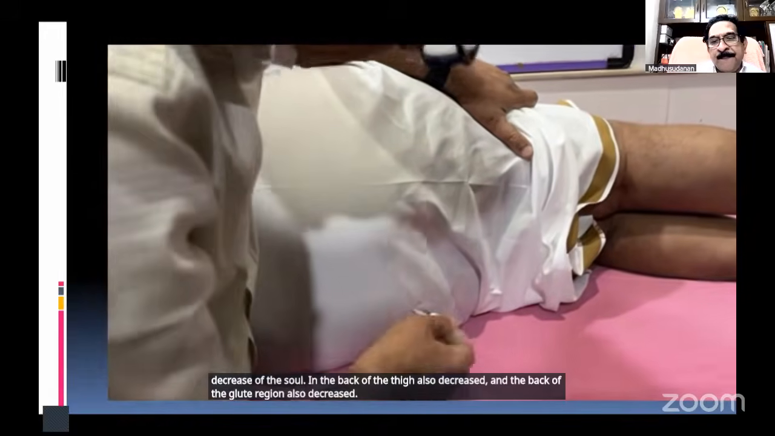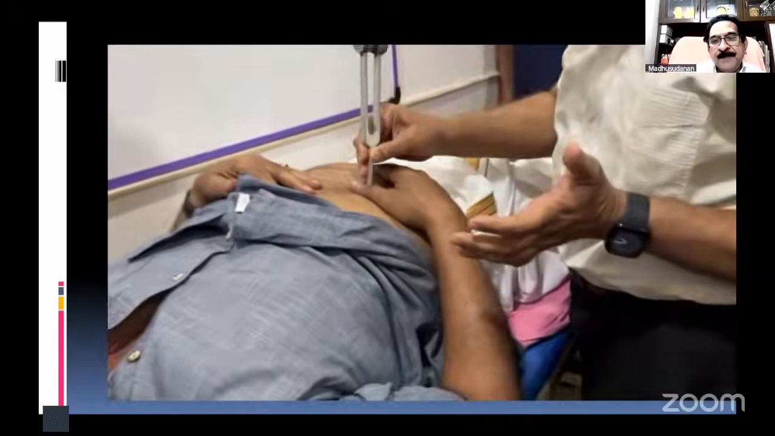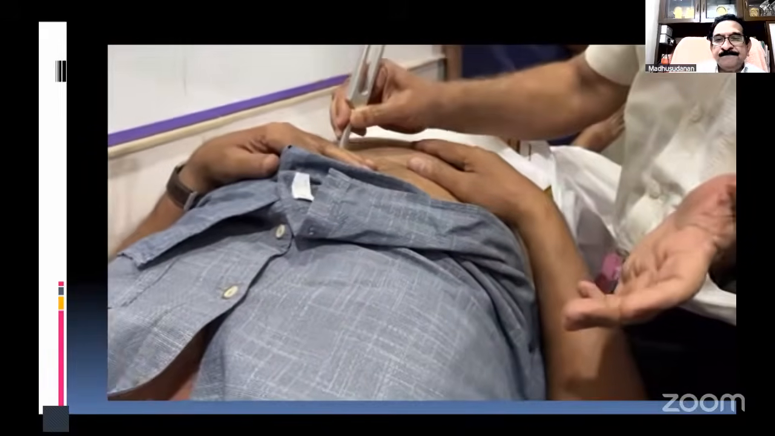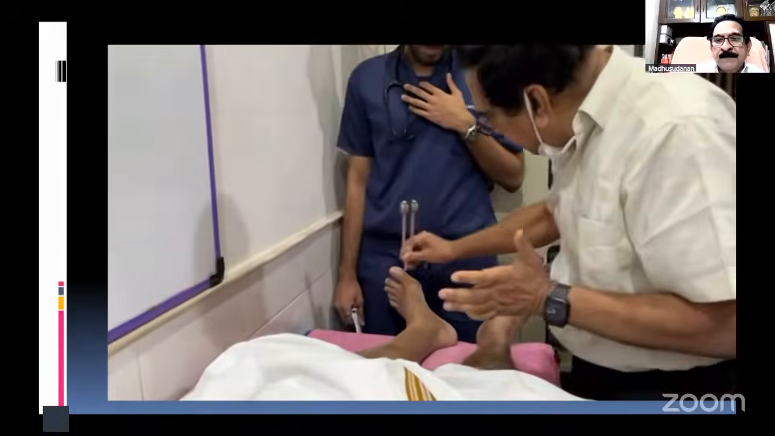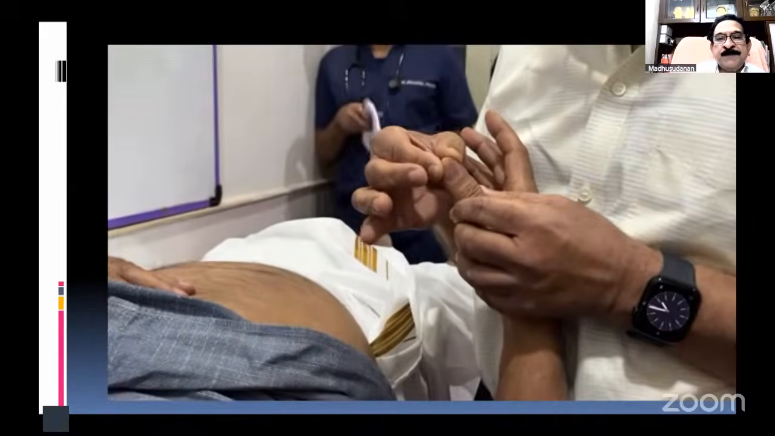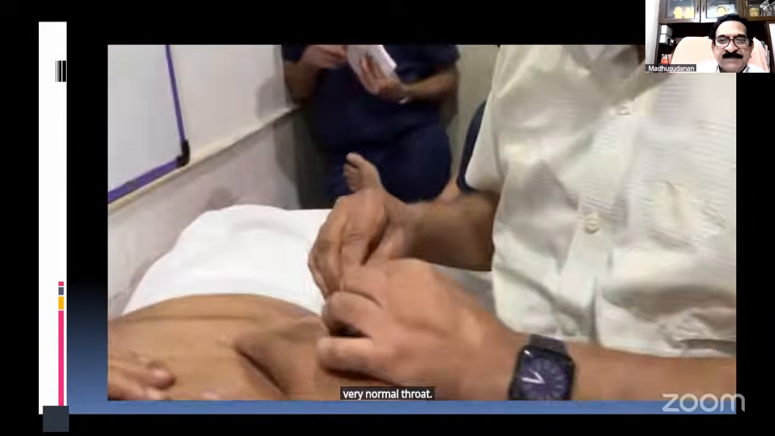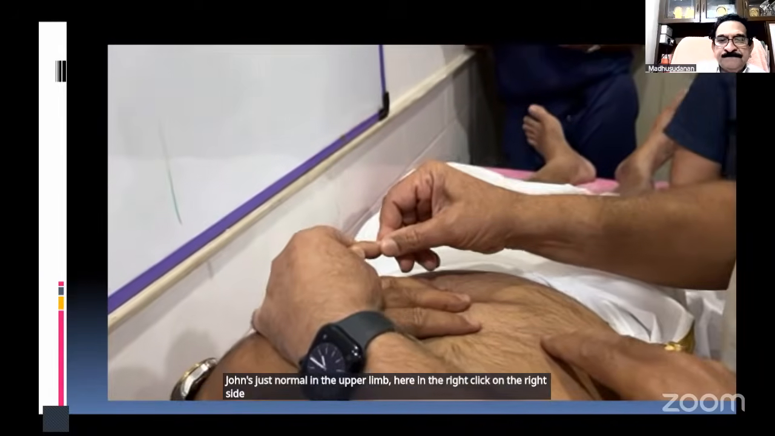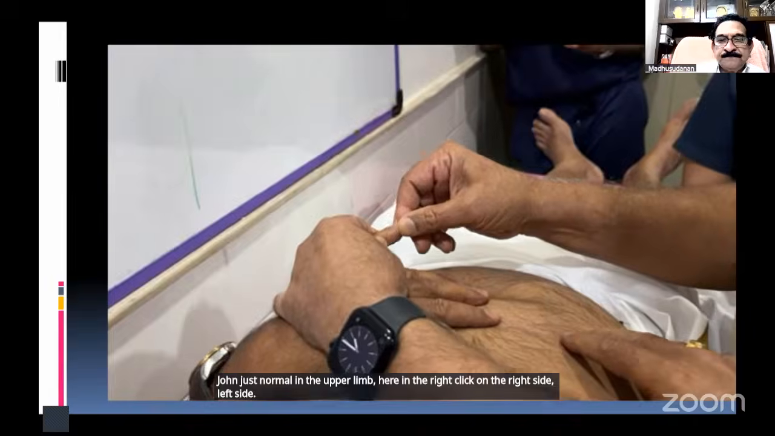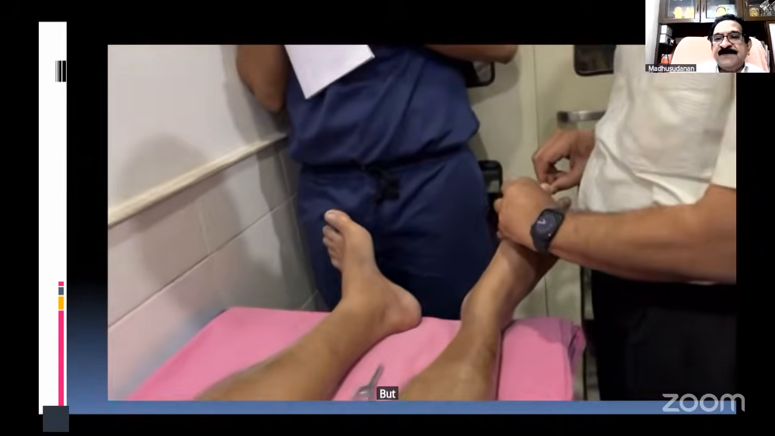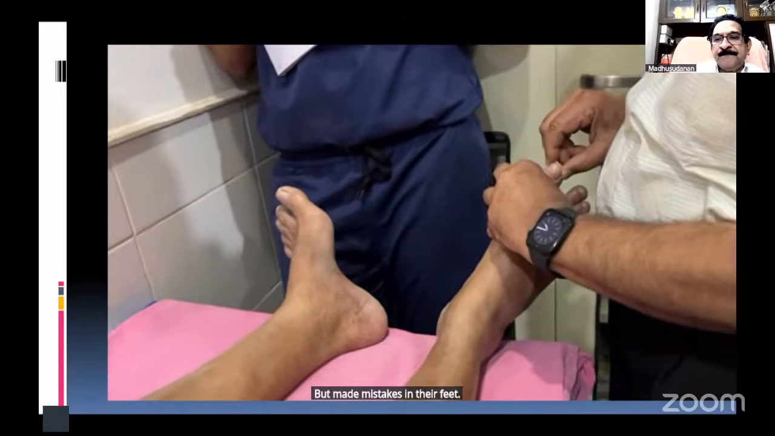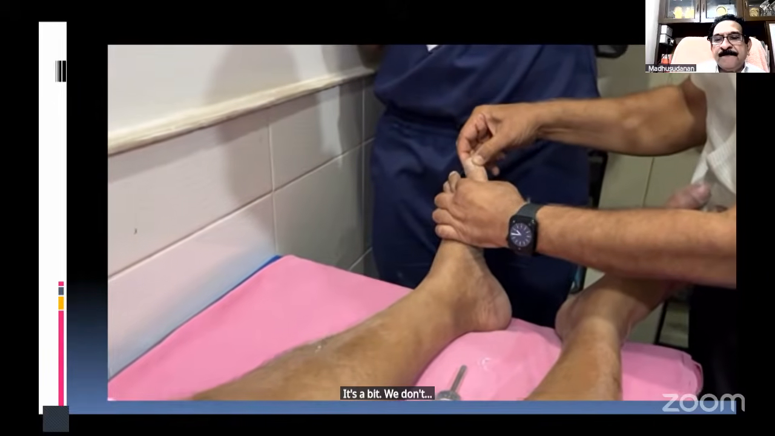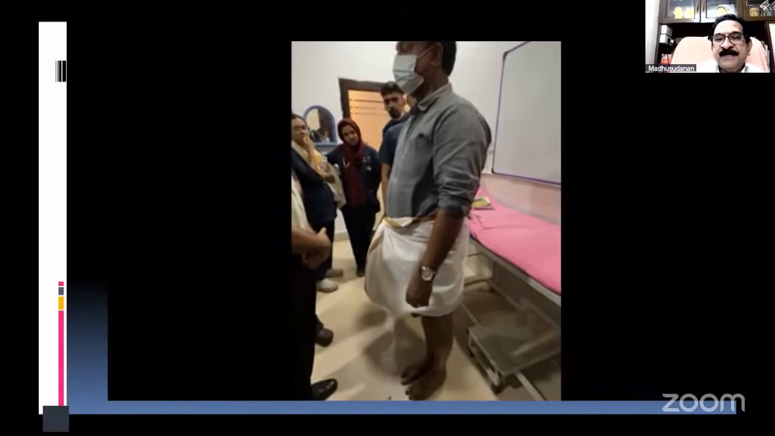Vibration in the upper limbs is normal. Vibration is normal throughout. Joint position sense is normal in the upper limb, even in the little finger on the right and left side, but he made mistakes in the feet. He made mistakes on the toes only.